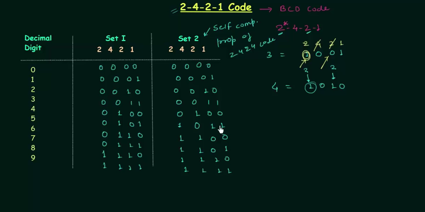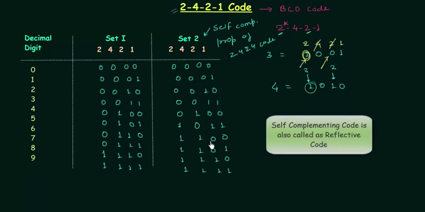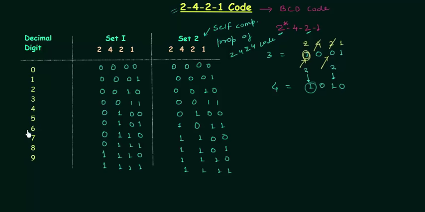Now let's try to prove how this code is self-complementing. If you remember the first presentation, I told you in case of self-complementing code, 9 is complement of 0. 8 is complement of 1. 7 is complement of 2, and so on. So let's try to check whether this condition is satisfied or not. This is 9, 1, 1, 1, 1, and this is 0, 0, 0, 0, 0. So if you take the complement of this, we are going to get 9, that is 1, 1, 1, 1. So 9 is complement of 0.